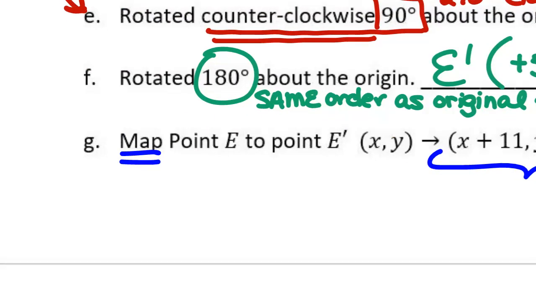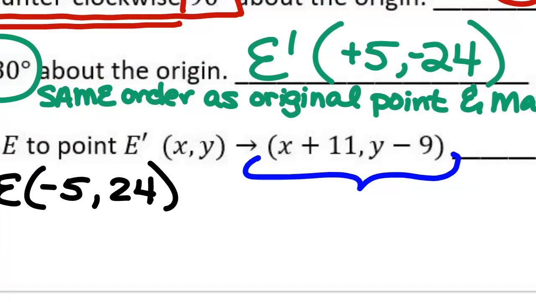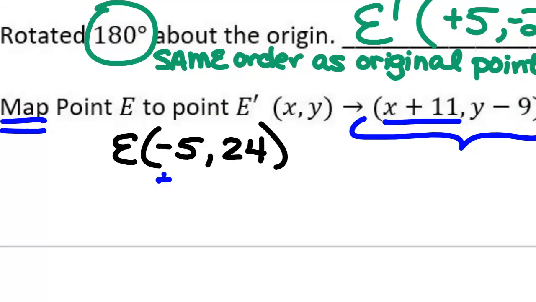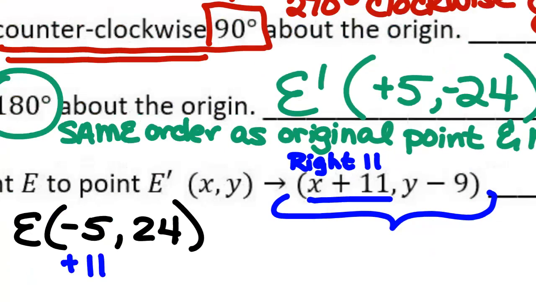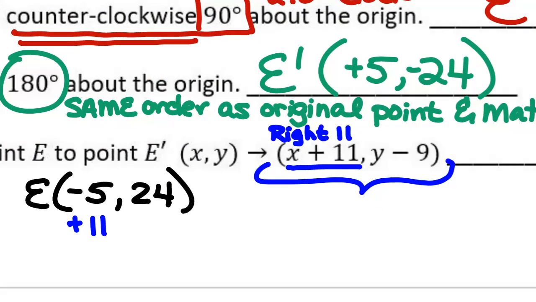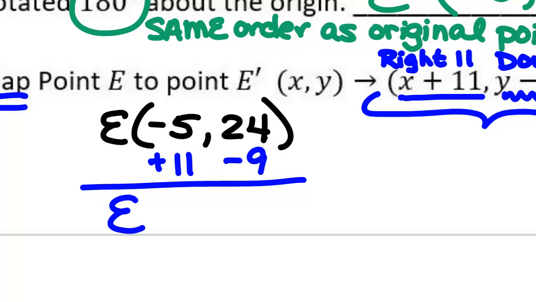All right, so I'm going to start off with my original point E, which was -5, 24. What does the rule tell me to do to the x's? Add 11. So I'm going to plus 11 to the x here. Which way would that send me? To the positives. Would I be going left, right, up, or down? Right. This is right 11. What are we doing to the y's according to this rule? They're going down. We're going to -9 from the y. And that's going to give me my new ordered pair, my E prime.